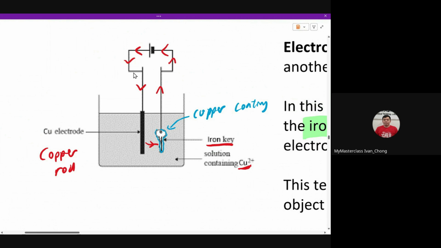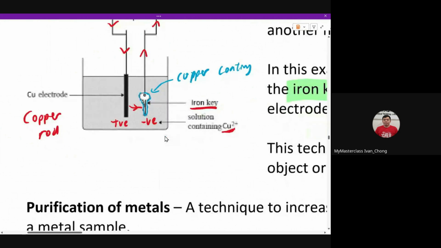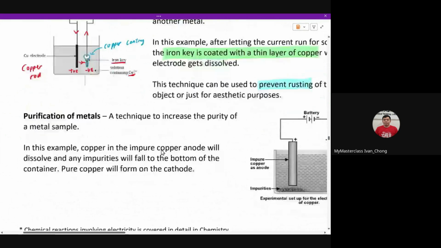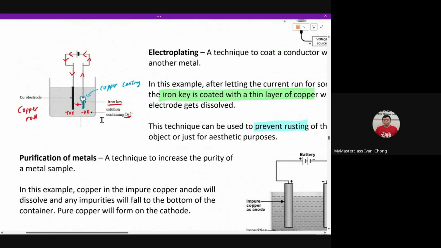So you can see, because the current will always flow from the positive. So remember, this is positive, this is negative. So you move from positive to negative until it coats the entire iron key itself. So once you feel like the layer is thick enough, then you can stop the process, and then you can safely remove your copper coated iron key. So you don't need to always coat it with copper. You can actually coat it with other metals as well.